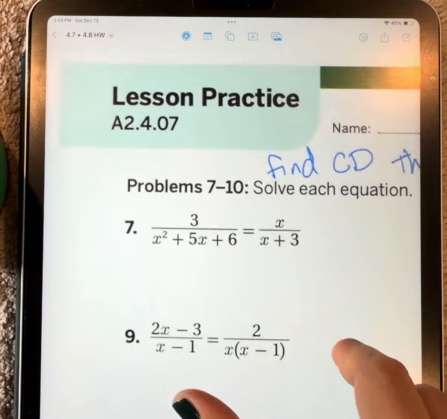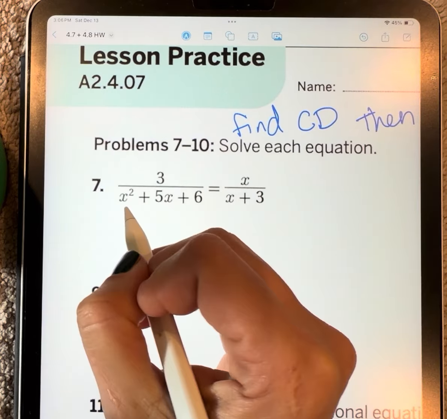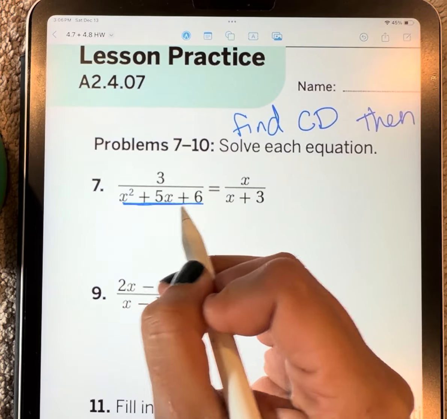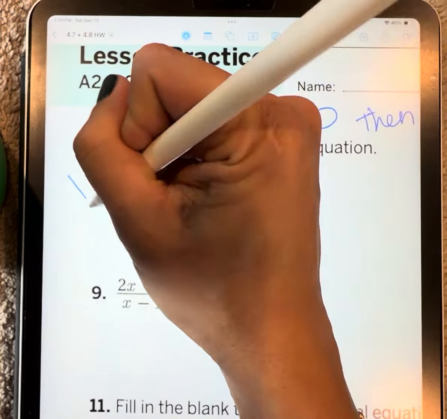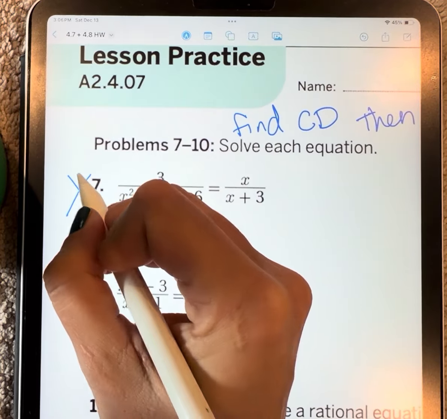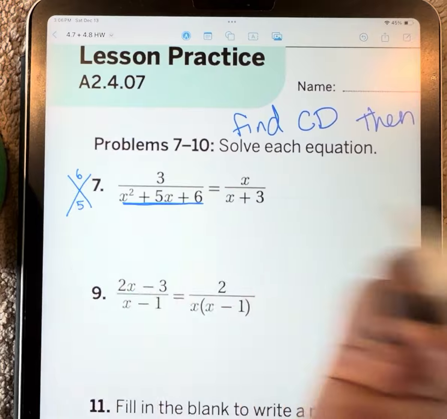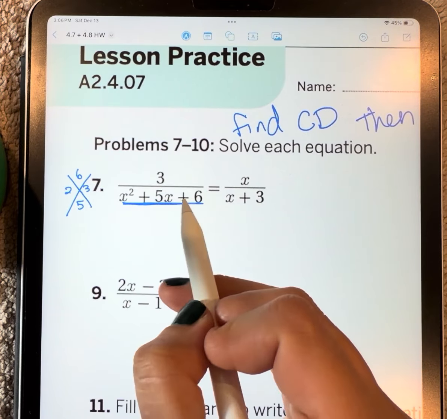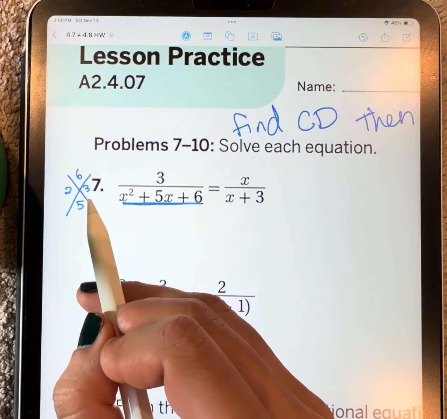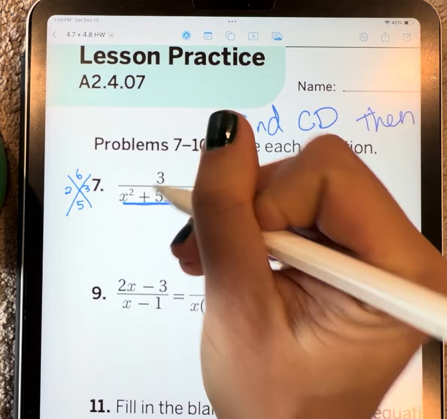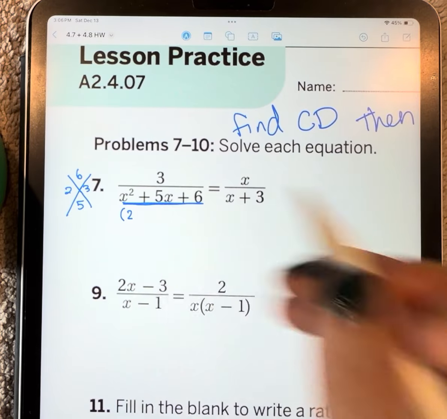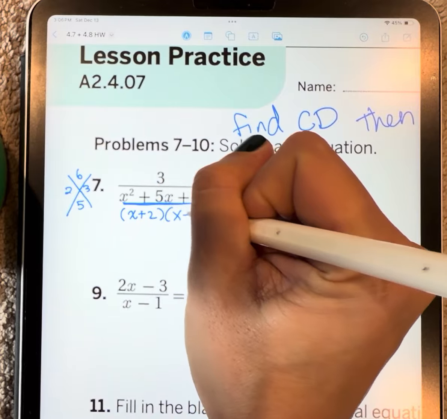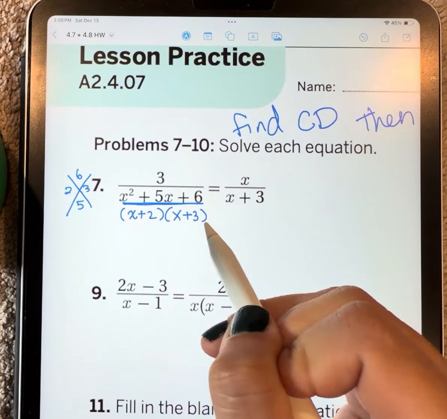So first thing I'm going to do is find this common denominator, meaning I'm going to factor this. All right, remember this is like two things in a bag, and we don't know what those two things are until we see what multiplies to make 6 and adds to make 5. So that's 2 and 3. Whenever everybody's positive, everybody's positive. So 2 plus 3 is 5, 2 times 3 is 6. That makes this equal to x plus 2 and x plus 3. So that's what this is.